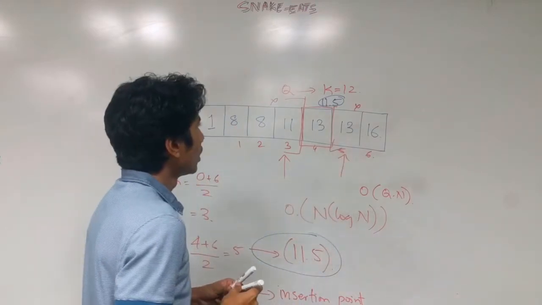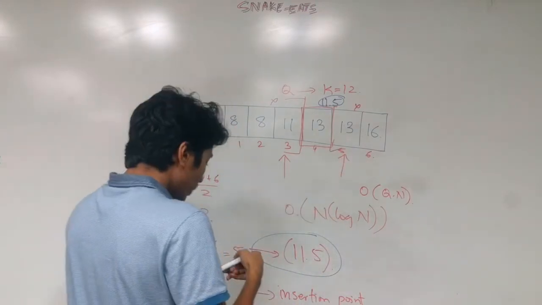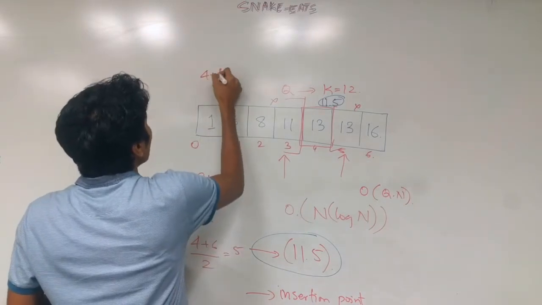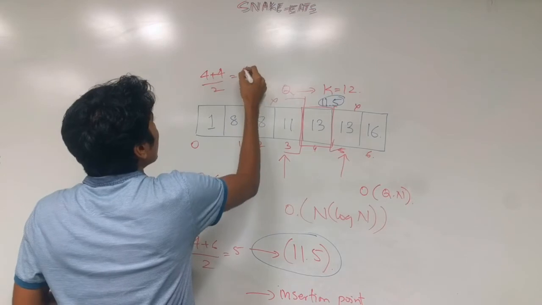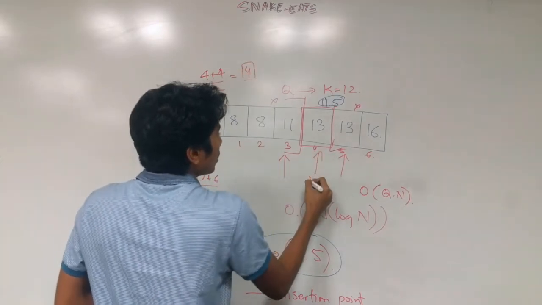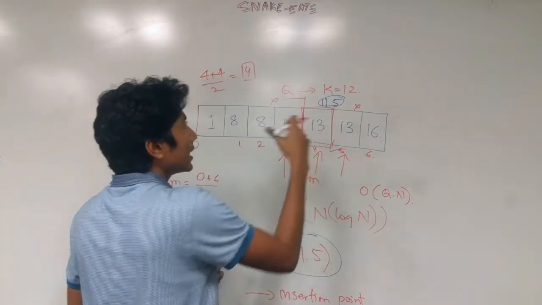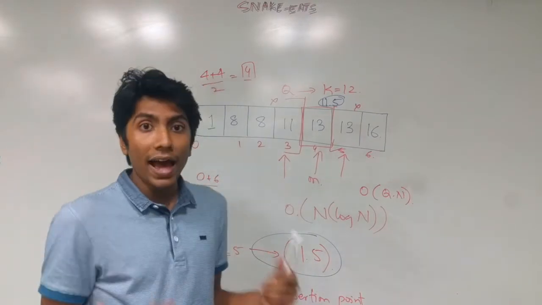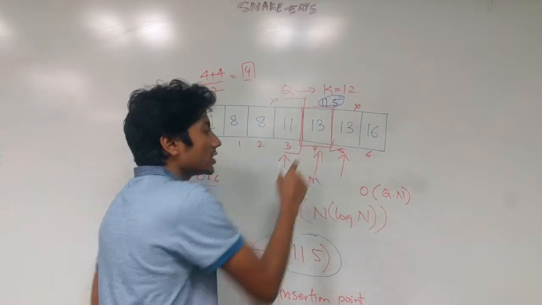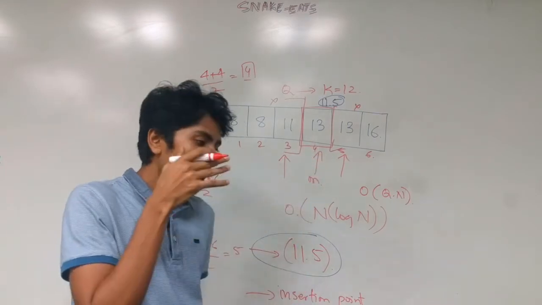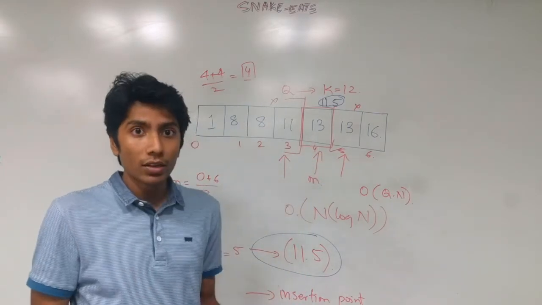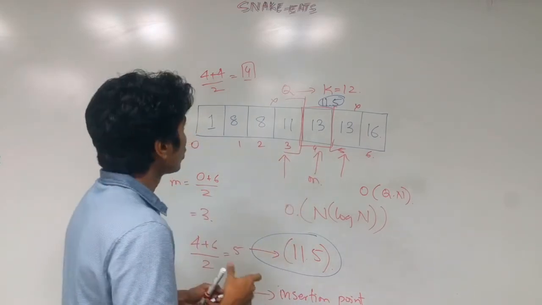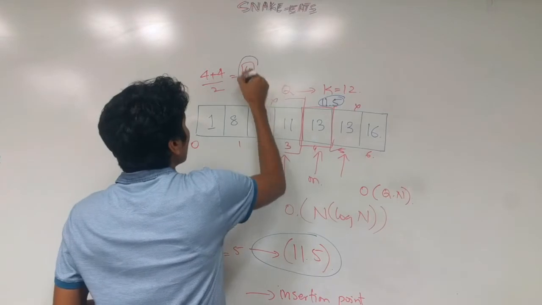So you come here, your new mid is 4 plus 4 by 2, which is 4. So this is your mid, you search here. You see that 13 is not equal to 11.5 and you have run out of array now. So this is your insertion point. This is where 11.5 should have been had it existed in this array. So your insertion point essentially is 4.